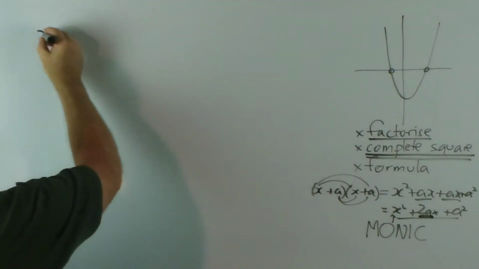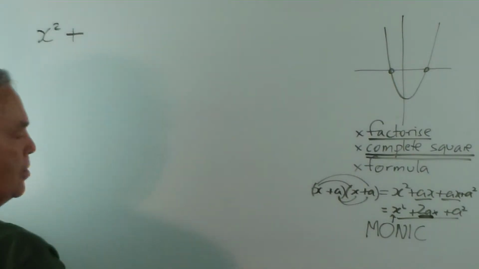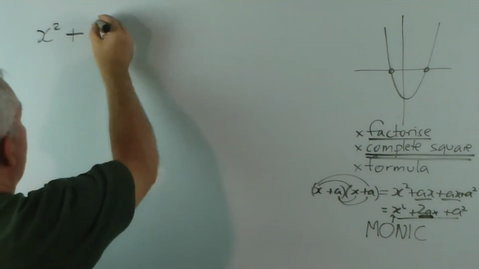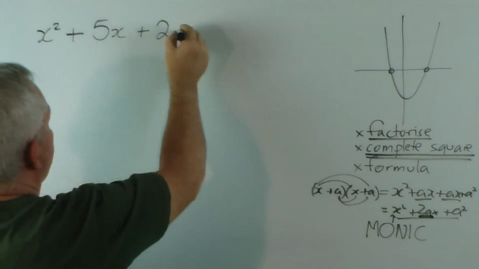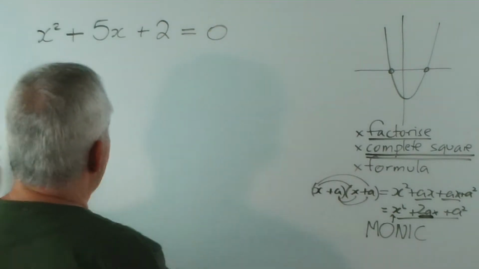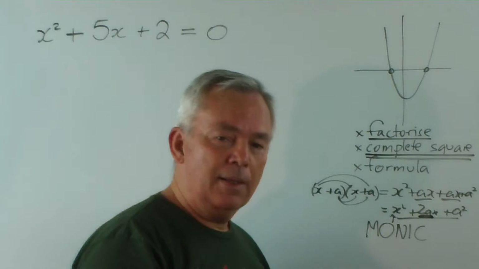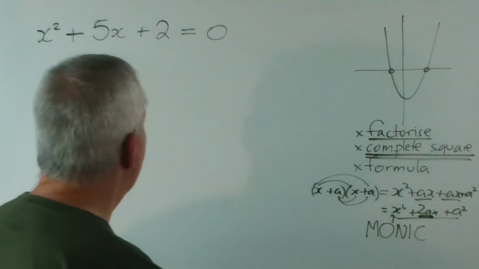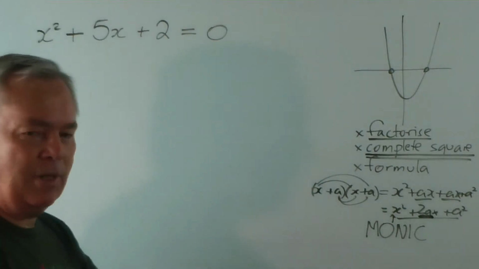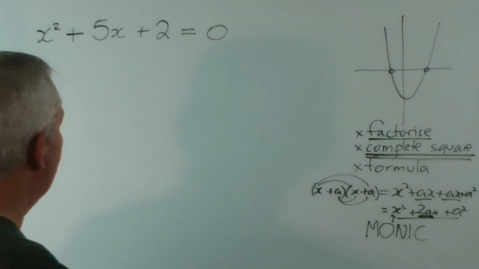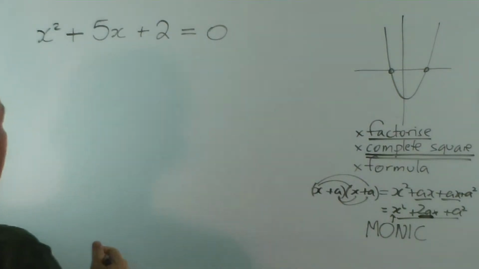Now it's still monic, so it's still starting x squared, and I'll do a positive one this time. Let's make it 5x, and let's make it plus 2 equals 0. There's our quadratic. Now, it should be quite obvious that this is not factorisable. It won't take you long to determine that. I'm going to talk in later videos about how you can check that for yourself very quickly, but a little bit of trial and error there would convince you.